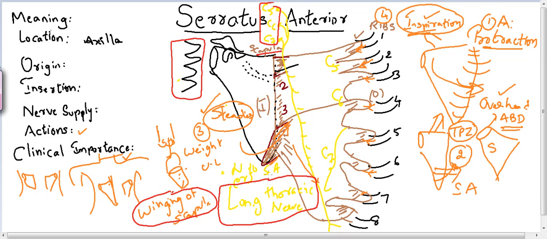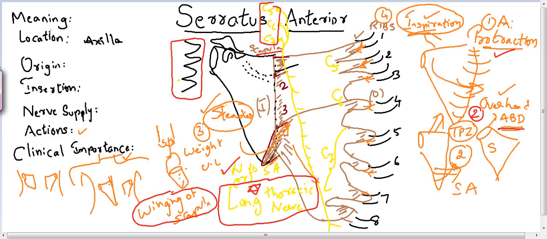also called nerve to serratus anterior. If you can't remember, you can write nerve to serratus, no problem. If you remember, you can write the fancy name long thoracic nerve. Action: pulls the scapula forward, it's called protraction. It rotates the scapula in such a way that the glenoidal cavity faces upwards, and that is called as overhead abduction of the shoulder.